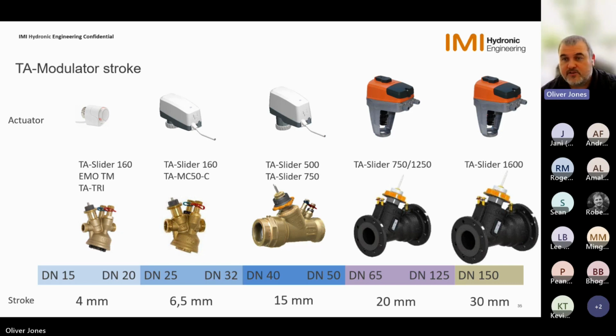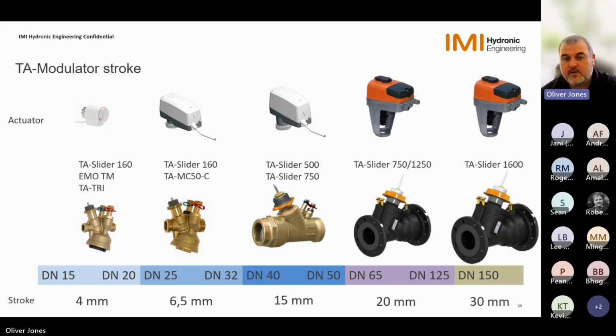For our DN25 and 32, as discussed earlier, we still use the Slider 160. So it's a 6.5mm stroke on the DN25 and the DN32, but the Slider 160 can cope with both 4mm stroke and 6.5mm stroke.